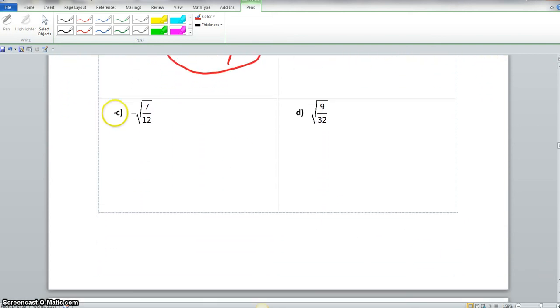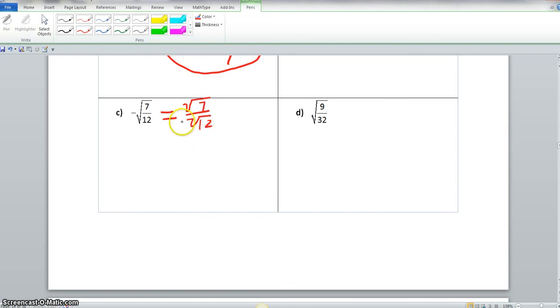Now we go here to C. We have the negative square root of 7/12. So first of all, we really don't need to carry this negative over until we get to the end of the problem, because we know our final answer is going to be negative. So let's break this up. We will have the square root of 7 over the square root of 12.